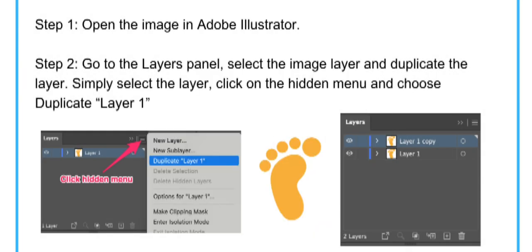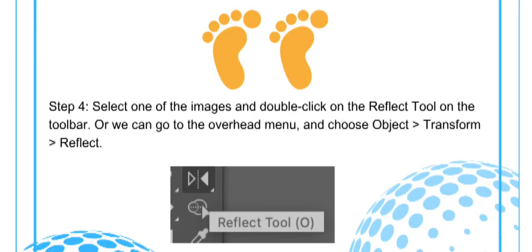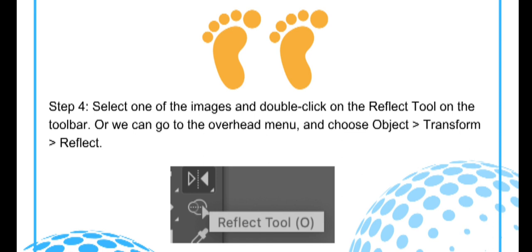Next up we have mirror image, or we say it reflect tool. We have to go to the hidden menu section. There we can find duplicate option. We will duplicate the layer 1. Then the image which we are using, it will be duplicated.